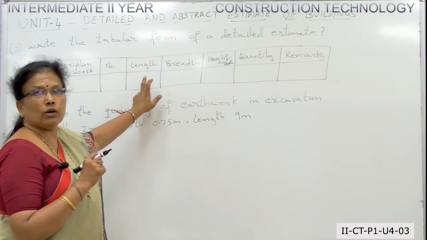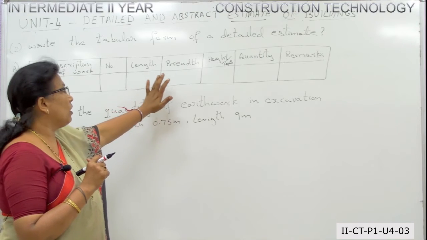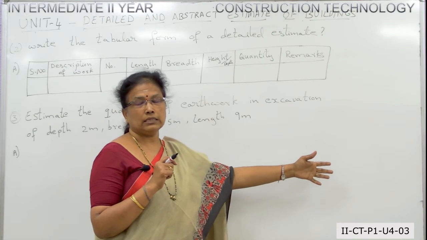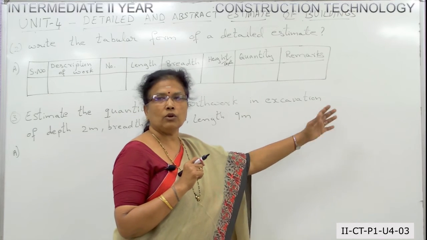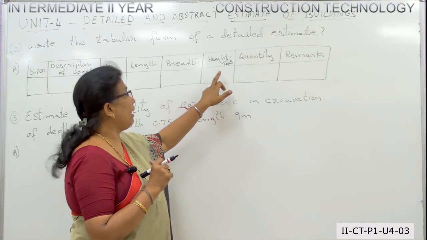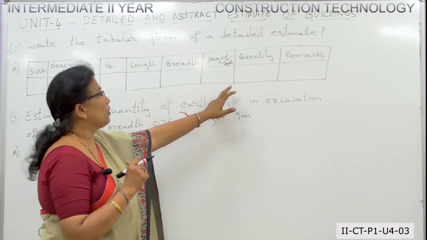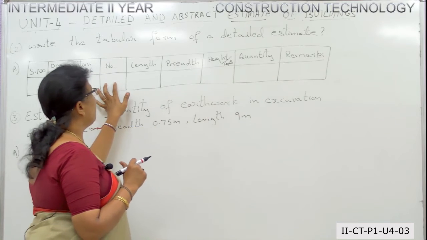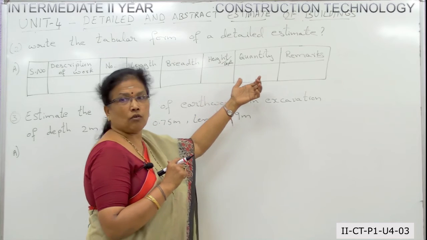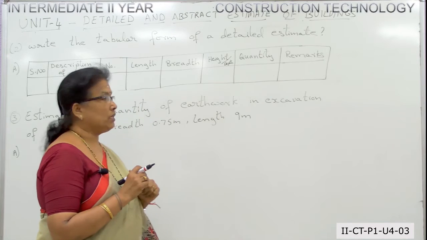And length. Length means if it is a long wall, you are going to write the length of the long wall. If it is a short wall, you are going to write the length of the short wall. And breadth. Whatever breadth there is, you will see in the section. In the section, you will see breadth and height. From there, you will take the breadth and height also. When you multiply all these four, you will get the quantity: number multiplied by length, breadth and height. You will get the quantity of that work. That is quantity.